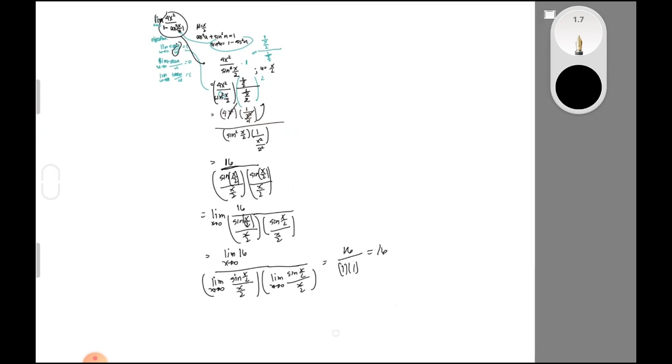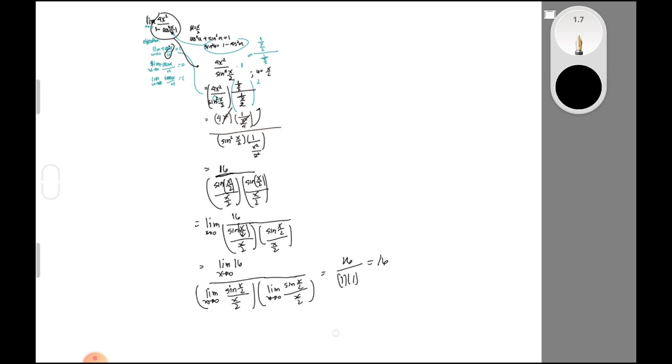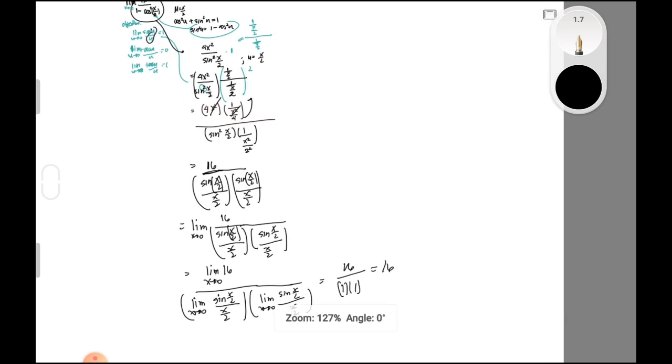16 guys, 16. Okay, so maybe you will try the value ng function natin which is approximately equal to 0. Okay, but probably maybe you will have wrong answer. Okay, so mag 0 yan. Okay, so the answer is 16.